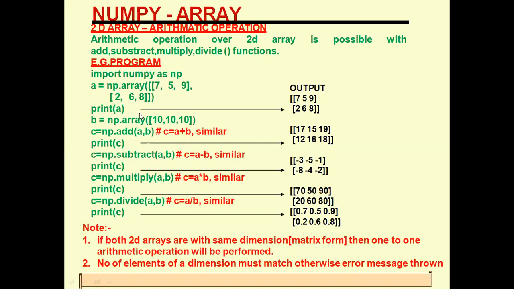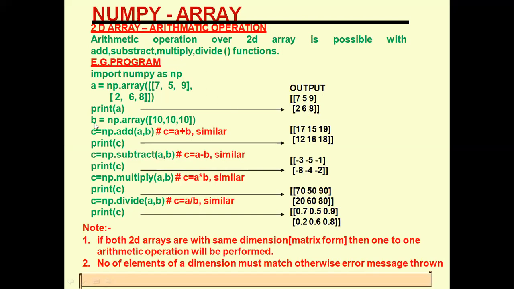So print a. What are 2, 6, 8? Second will be print, both values will be printed for a. In a all the values are stored, 7, 5, 9 and 2, 6, 8. Whenever you directly give the print command, both values will be printed. This is called a row and this is called a column.